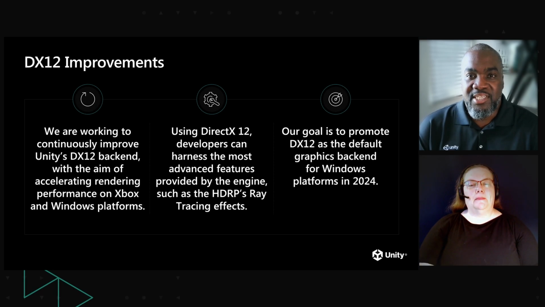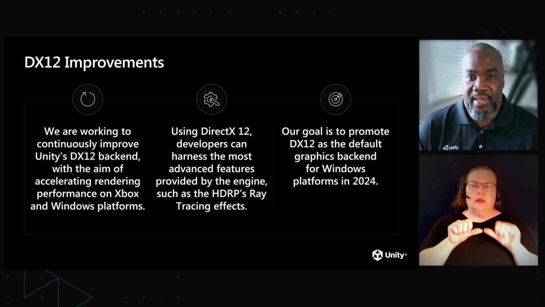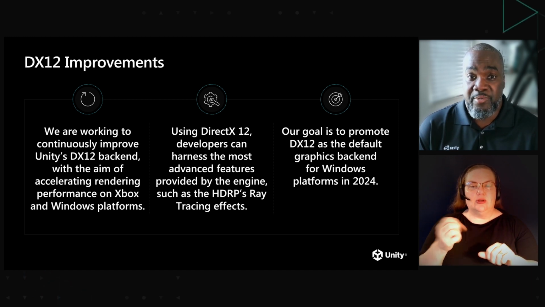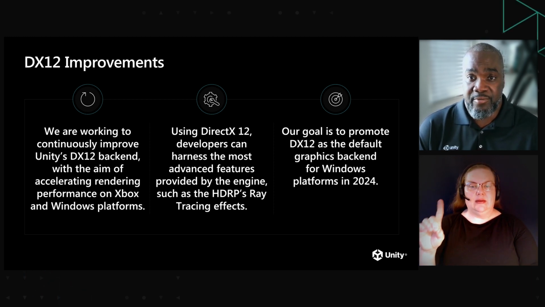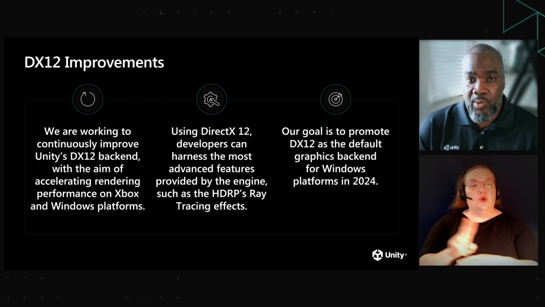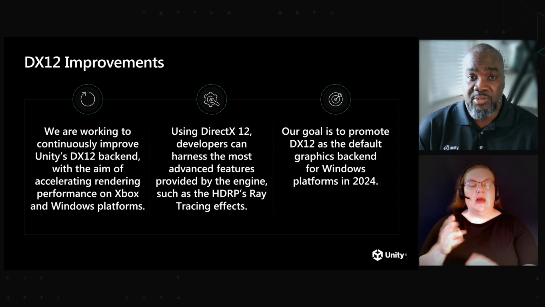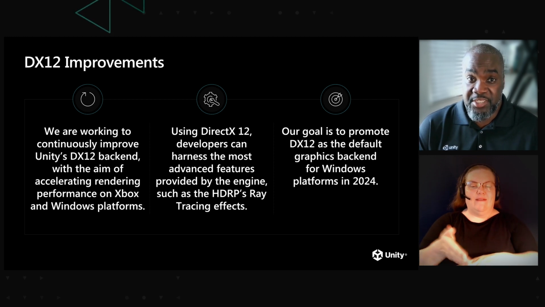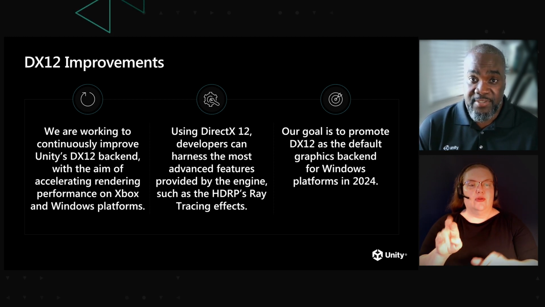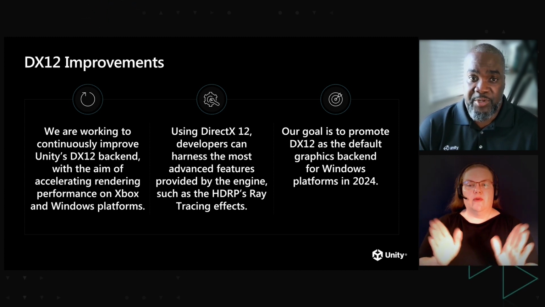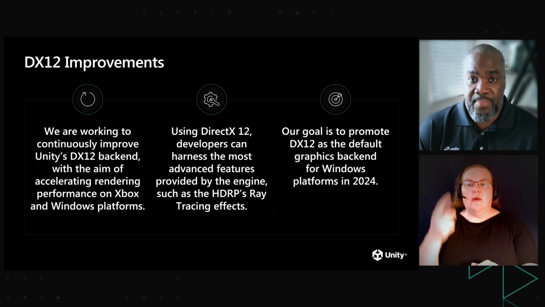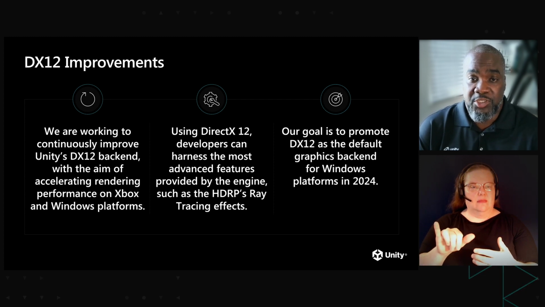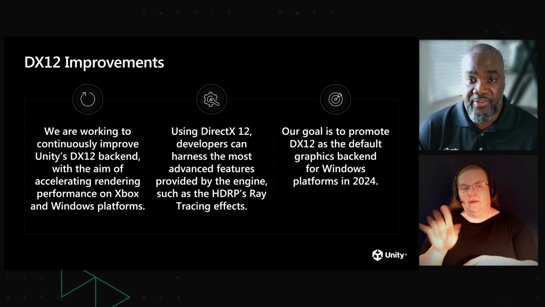We are working to continuously improve Unity's DirectX 12 backend, with the aim of accelerating rendering performance on Xbox and Windows platforms. Using DirectX 12, developers can harness the most advanced features provided by the engine, such as HDRP's cutting-edge ray tracing effects. Our goal is to promote DirectX 12 as the default graphics backend for Windows platforms in 2024, especially since it's been the only choice on Xbox platforms for many years now.